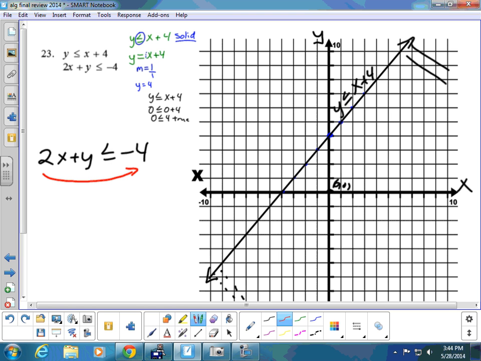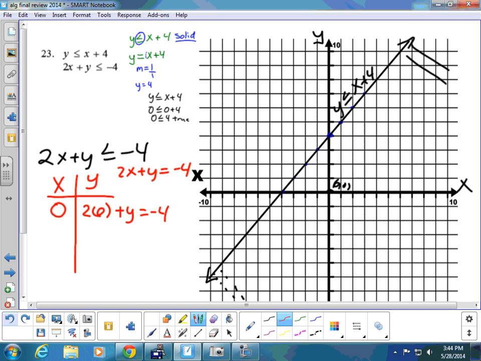I would suggest that you do this by the intercepts. How to do it by the intercepts is we're going to just do an xy chart, and we're going to say, when x is 0, we put a 0 in for x, so 2 times 0 plus y. Again, we're dealing with the equal to, sorry, I didn't state that, so plus y equals negative 4. So when we put a 0 in, we get y equals negative 4. So my ordered pair for that is (0, -4).